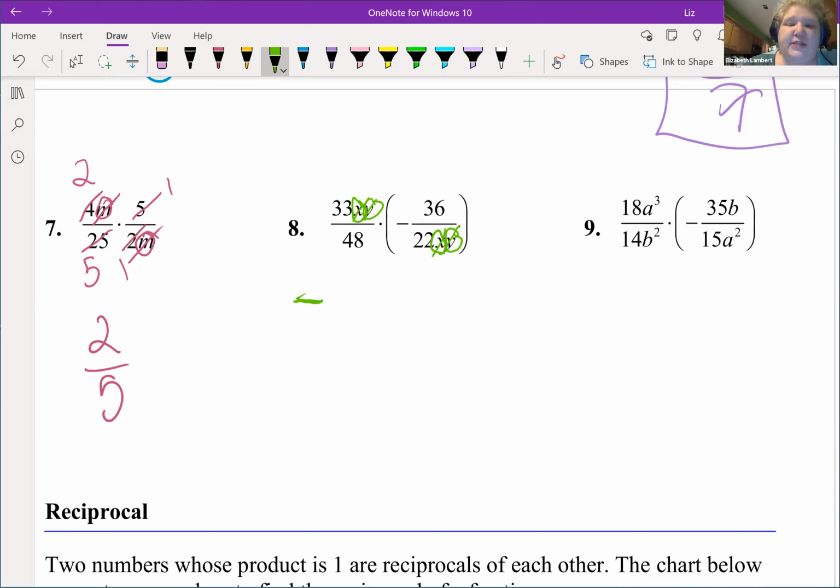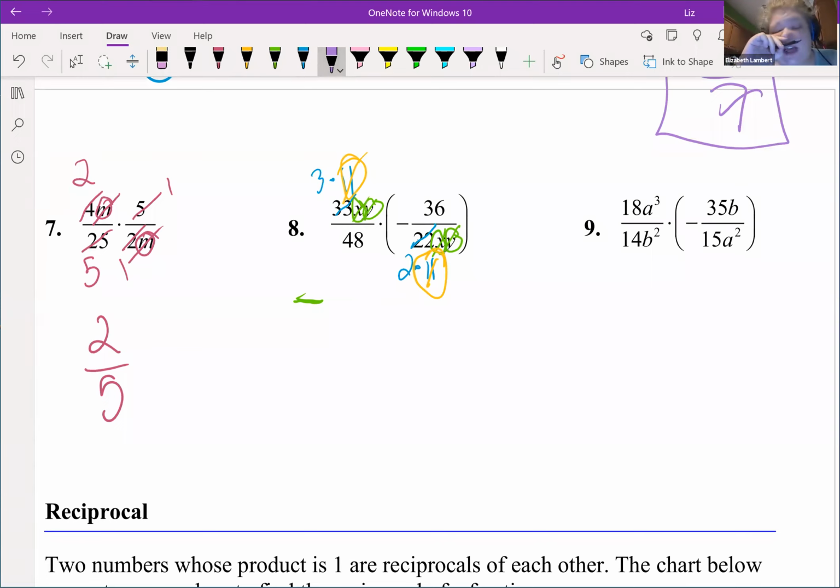33 is 3 times 11. So another way to kind of think about writing these, sometimes I'll do it like this, is I'll cross out what I had, and then I'll write next to it what it is instead. So this way I actually have my 11s that I can see and I can cancel. So I have a 3 on top and a 2 on the bottom.